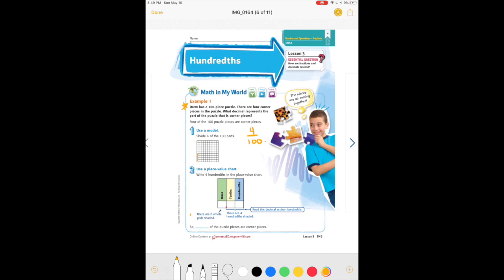There are 0 whole grids, so we put a 0 in the ones place. There are 4 hundredths shaded. There are no tenths, but there are 4 hundredths. Read this decimal as 4 hundredths. So 4 hundredths of the puzzle pieces are corner pieces.